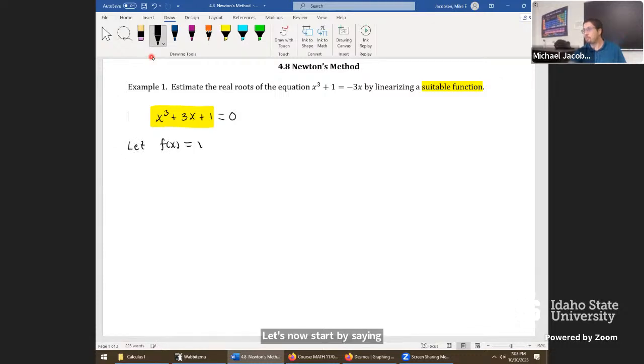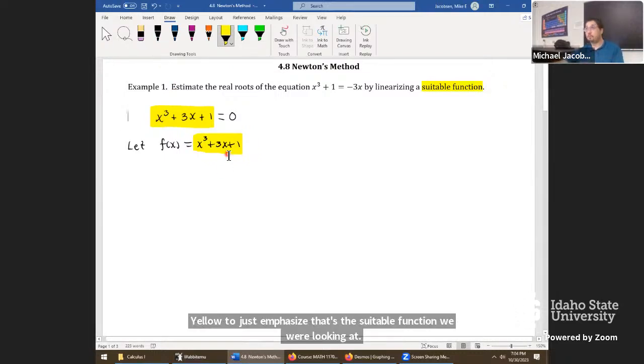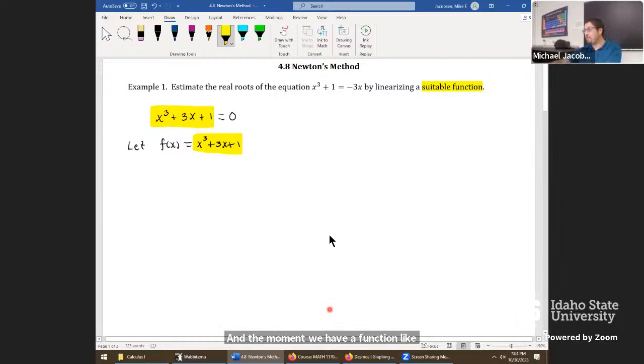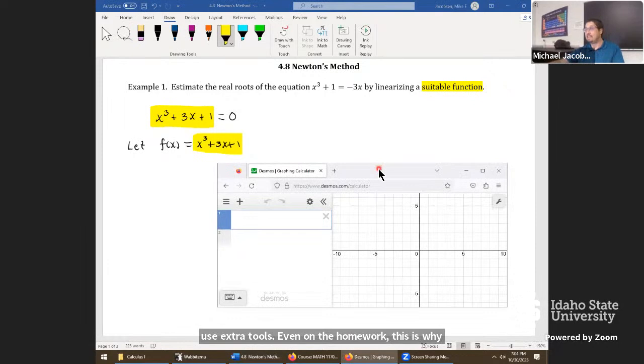Let's now start by saying let f of x be equal to x cubed plus 3x plus 1. Yellow to just emphasize that's the suitable function we were looking at. And the moment we have a function like this, we should use extra tools. Even on the homework, this is why these make kind of bad exam questions in all honesty. We should get the lay of the land and see what this looks like. So I'll put in f of x equals x cubed plus 3x plus 1.